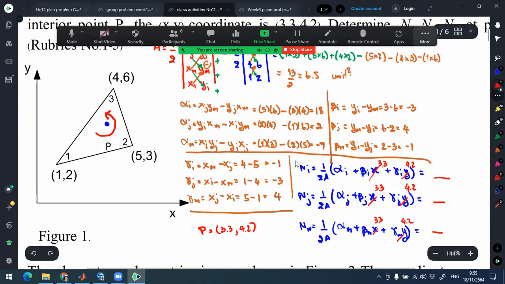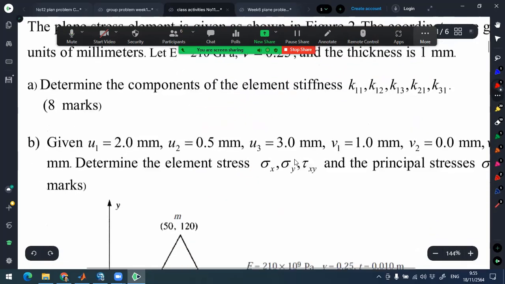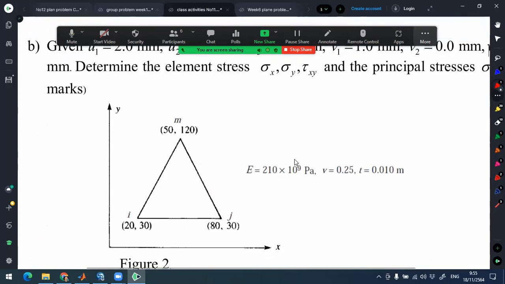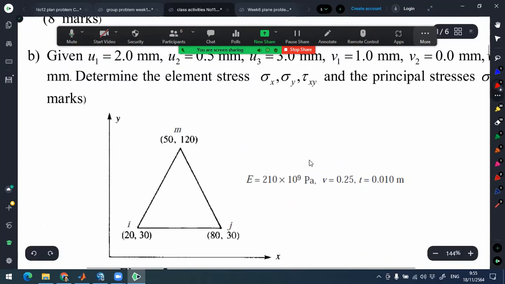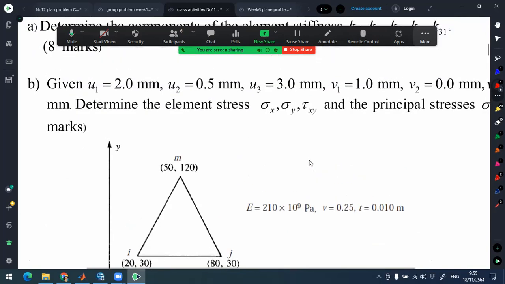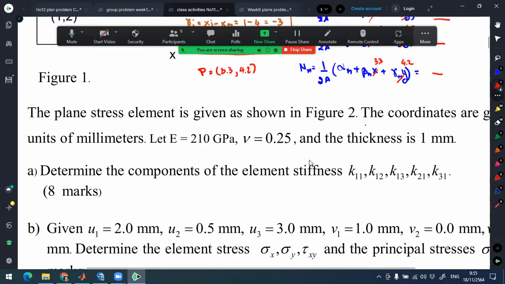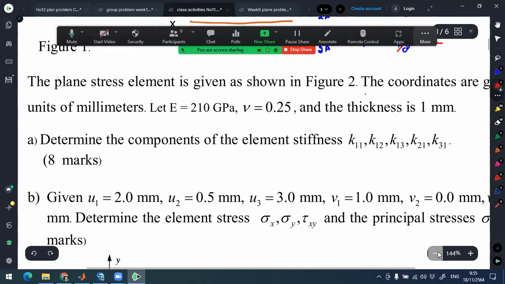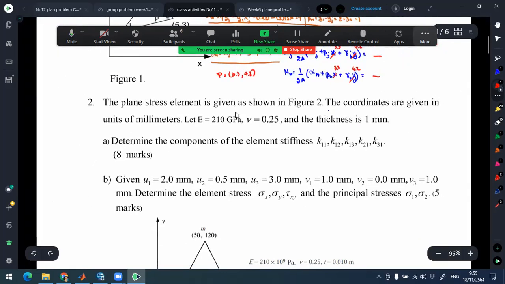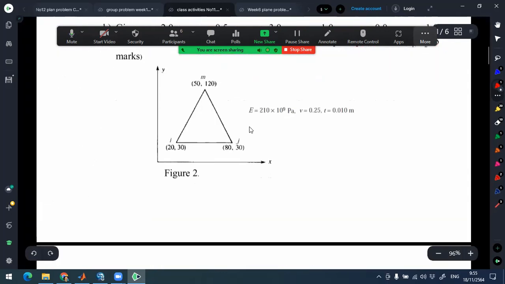And then we move to the second problem. For the second problem, we follow the steps. We would like to determine the element stiffness. For this case, this is a plane stress element, given by this.